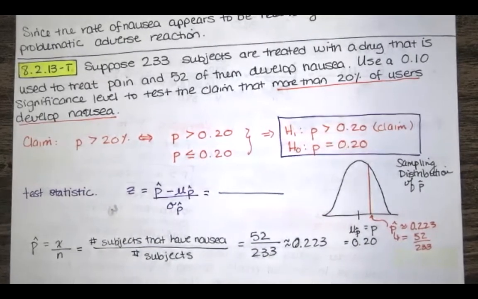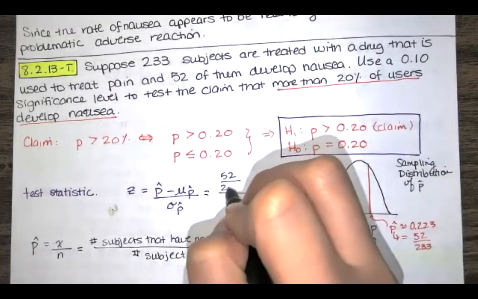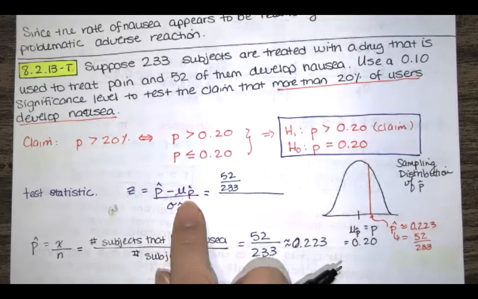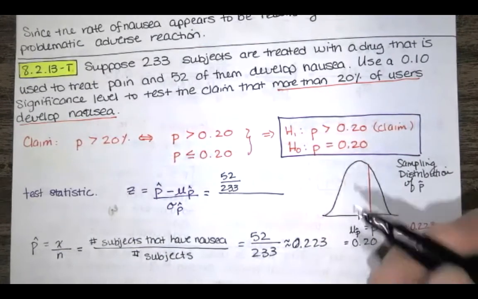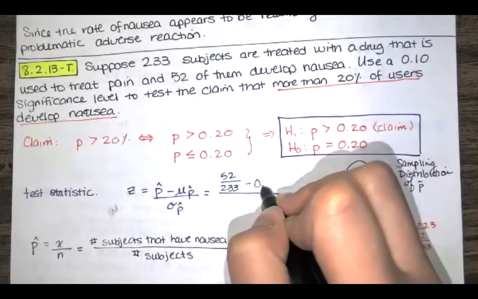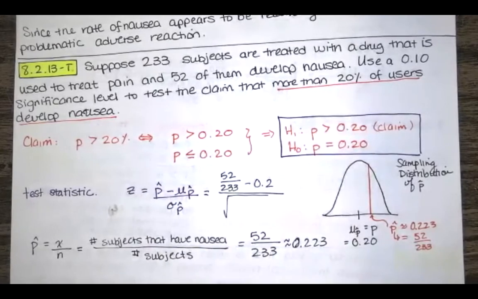Z-scores are a number of standard deviations above the mean. So in this case, we'll plug in p hat, which is 52 over 233. And then we're subtracting the mean of the sample proportions, which is assumed to be the population proportion from the null hypothesis. So we're assuming that p is equal to 0.20, and we know that that's the mean of this distribution. And then we're dividing by the standard deviation of that distribution.